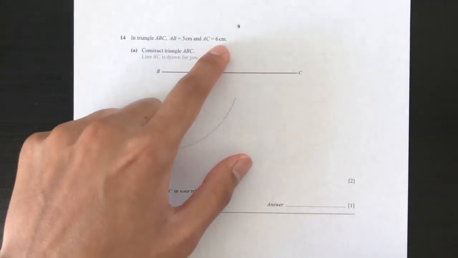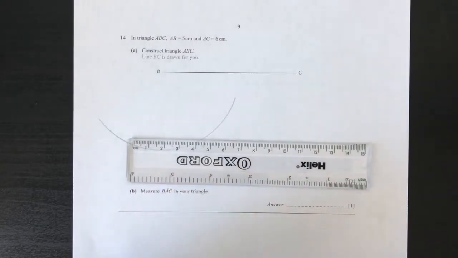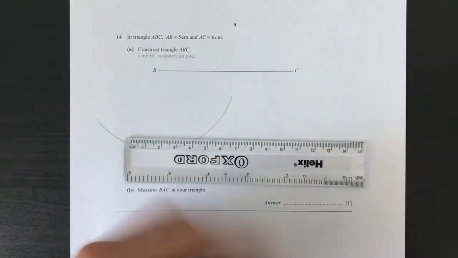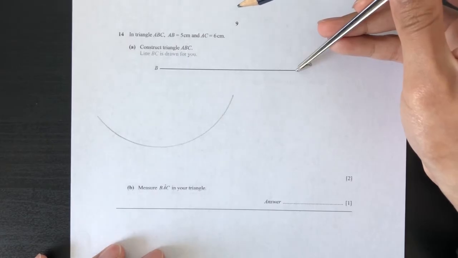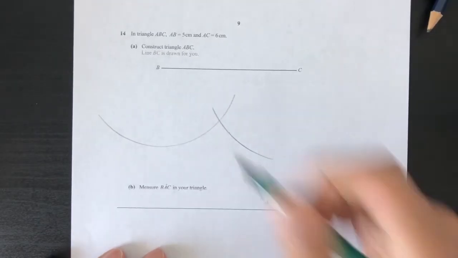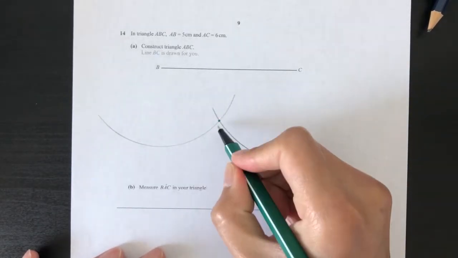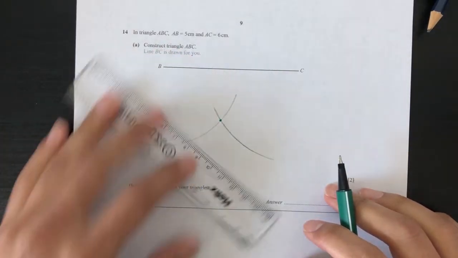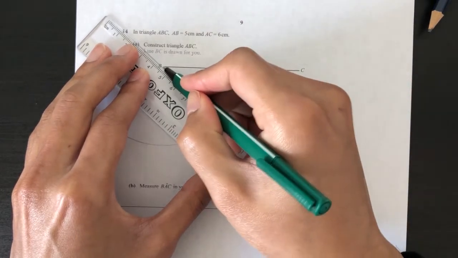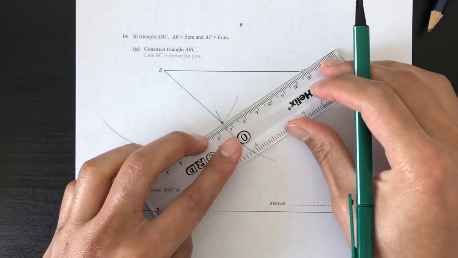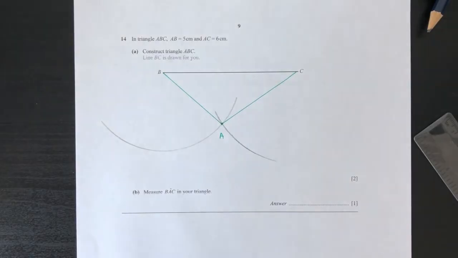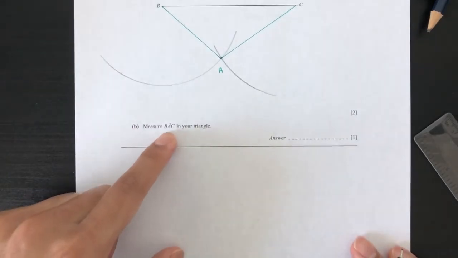Now AC is 6 centimeters. So go back to your ruler and measure 6 centimeters, which will be about this. Now go to point C and draw an arc to intersect the first arc. So the point of intersection will be here, which means this is the point A. To construct the triangle ABC, join the points A to B and A to C. Right, so that is the triangle ABC.